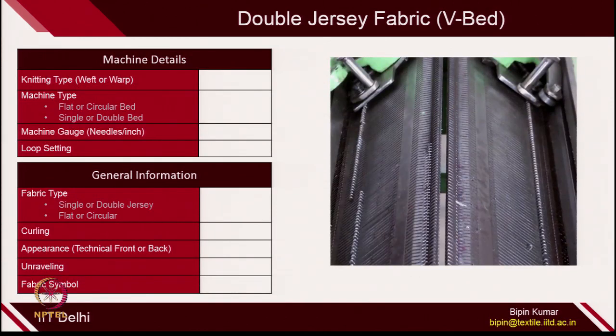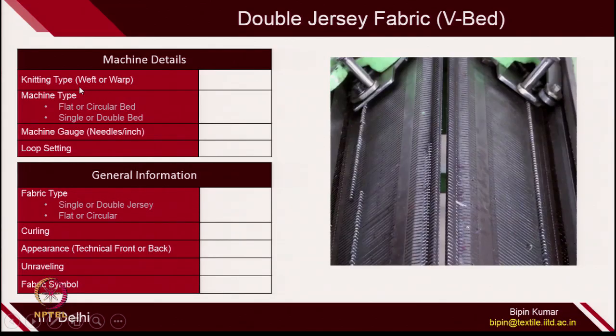If you analyze any fabric, before you start you must know the machine details on which this fabric is created: what type of machine and knitting they are using, the nature of the machine, whether it is flat, circular, single bed, double bed, the gauge of the machine, and the loop setting. All of these things you must know. Apart from that, the general behavior of the fabric: whether it is a single jersey or double jersey, curling, appearance, unraveling, fabric symbol. You should do all of these in fabric analysis. So we start from the machine details.